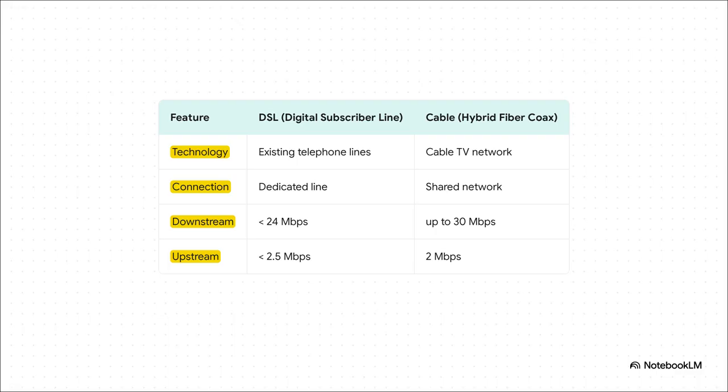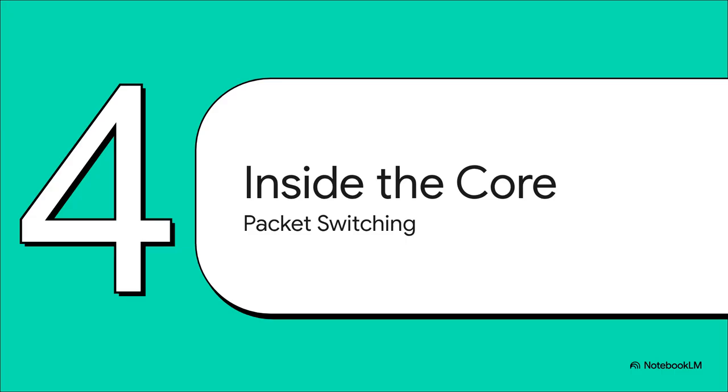It gives you a dedicated connection, but it's usually a bit slower. Then you have cable, which uses the TV network. It's generally faster, but, and this is a big but, it's a shared resource. That means your internet speed can sometimes slow down if all your neighbors decide to stream movies at the exact same time. All right, that gets us from our couch to the on-ramp. Now, let's merge into traffic and dive into the internet's core.